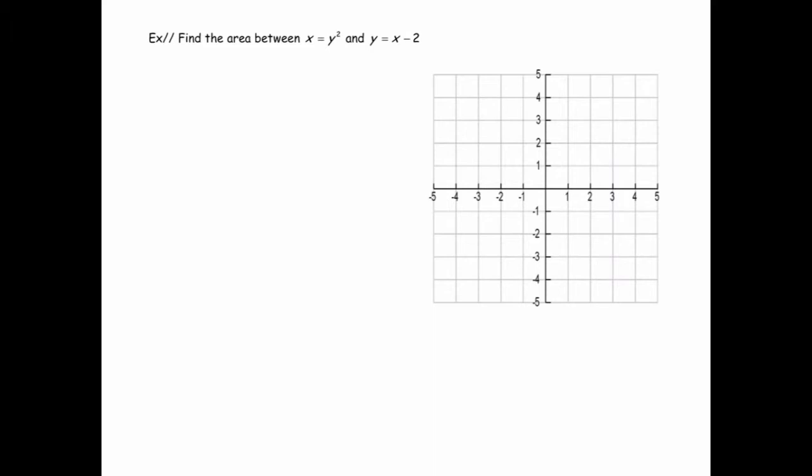minus 2. So x minus 2 is just a line with a y-intercept of -2 and a slope of 1. And x equals y squared is a parabola that opens to the right. So I'm going to just stop it here because we can see the area that's been trapped is this area I'm going to sketch in pink. This is the area we see is trapped in between those two curves.